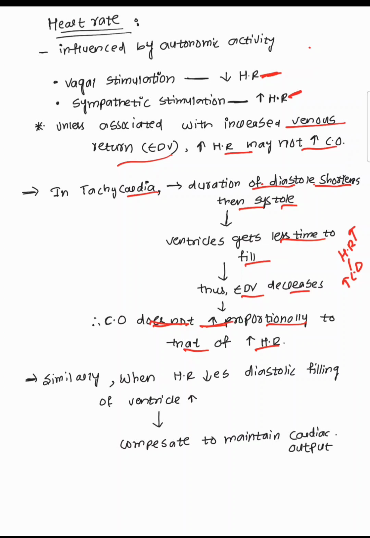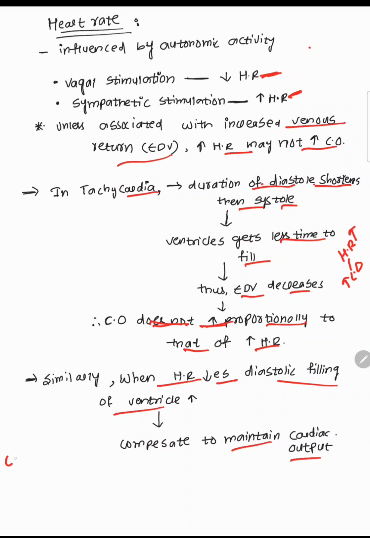This is the flow chart you can understand. When diastole shortens, what happens? The ventricles get less time to be filled with blood. Means end diastolic volume is decreasing. End diastolic volume decreases, cardiac output increases, but not as much as the heart rate increased. Similarly, when heart rate decreases, diastolic filling of ventricle increases. This is compensated to maintain the cardiac output. That is the heart rate.